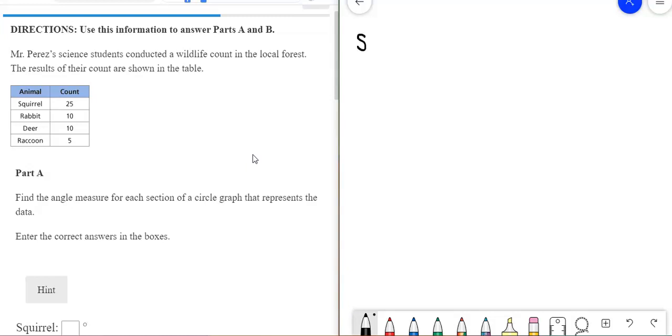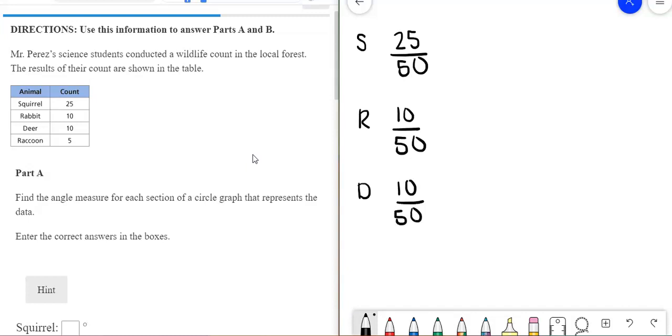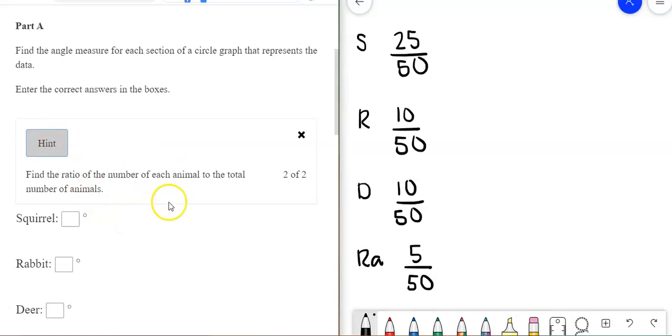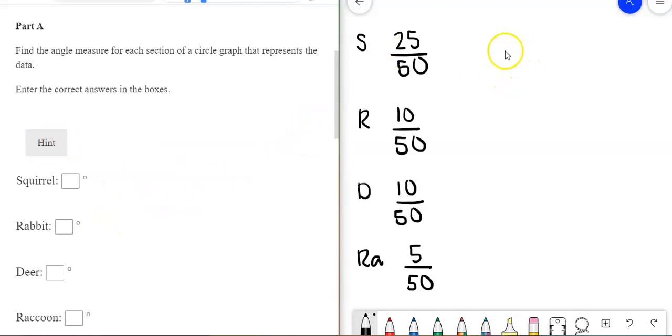So I have S for squirrel, which is 25 over 50. I have R for rabbit, which is 10 over 50. D for deer, which is 10 over 50 again. And I have R, A for raccoon, and that's 5 over 50. And we need to get those to be 360. And that's what we are going to do.